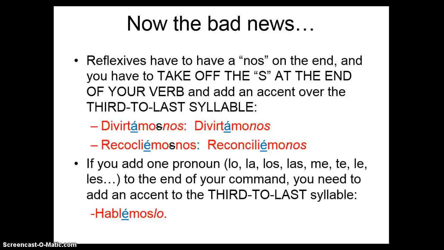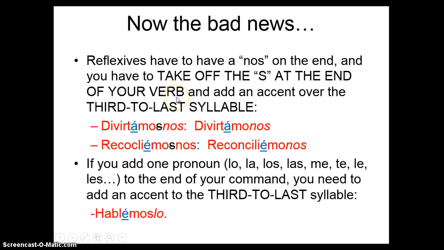Okay, if you add one pronoun, lo, la, los, las, me, te, le, les, at the end of your command, you need to add an accent to the third to last syllable. So just like we saw in the first reflexive example. Hablémoslo, for example. Hablémoslo. We added lo to the end of our verb. We went back two syllables, lo and mos, and then the third one was where we placed our accent. Three syllables back, hablemos.